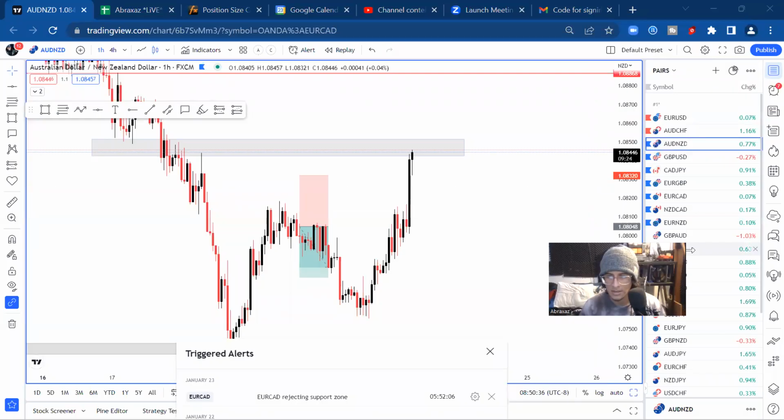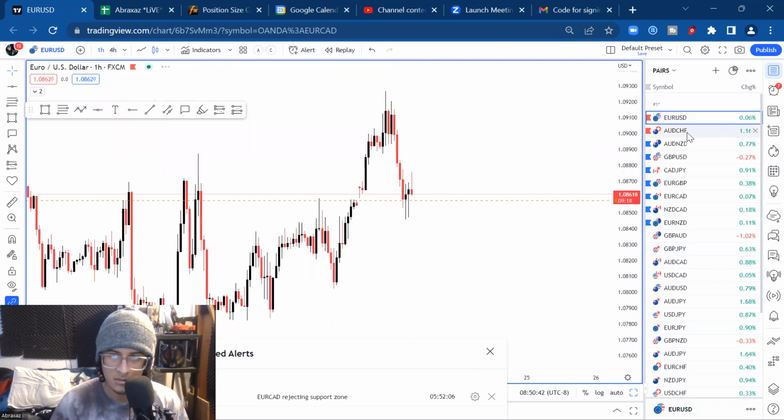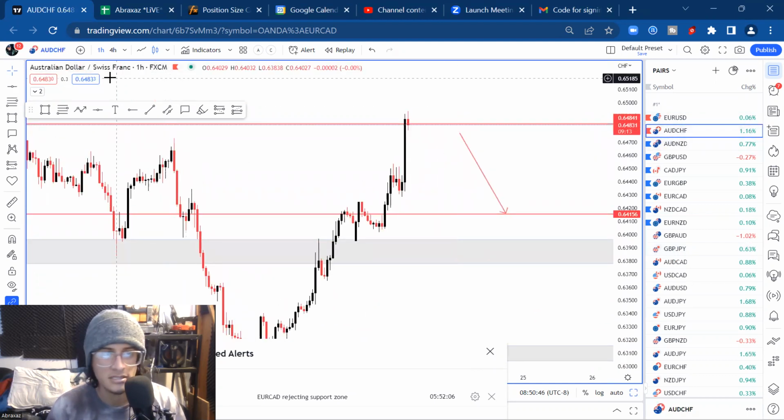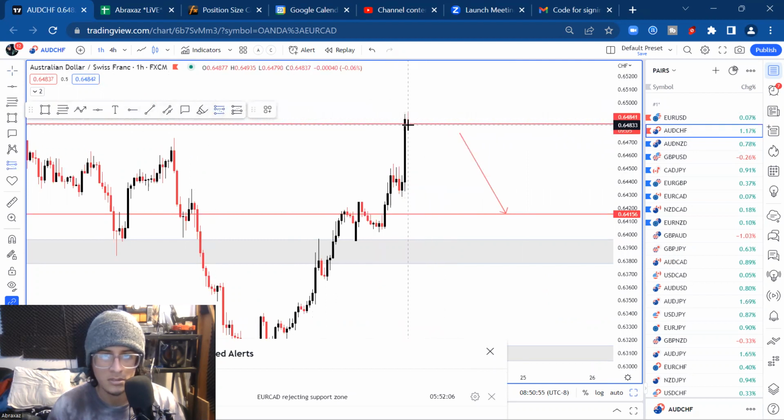Cool. So how I'm organizing this as of right now is these red ones are trades that I am currently in. Actually, AUD CHF I have yet to place the trade for, but I'm going to go ahead and do that. Oops, that's the wrong one. There it is.